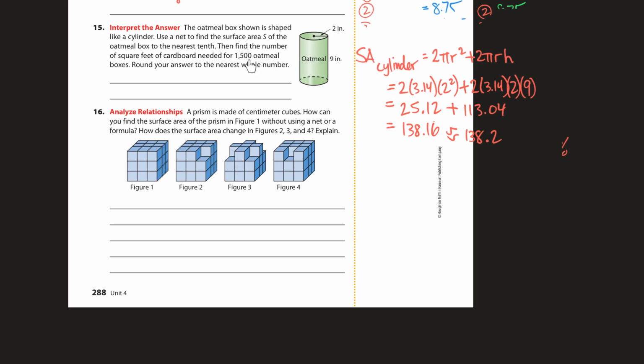Okay, now I have to multiply this by 1500 because that's the surface area for one of these oatmeal boxes, but we need 1500. So it's going to be 138.2 times 1500, which is, let's see, I did that. That's 207,300.